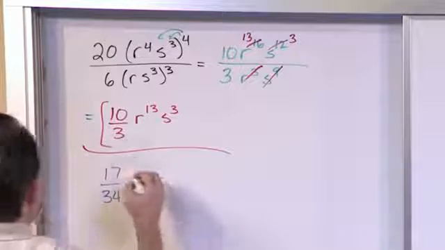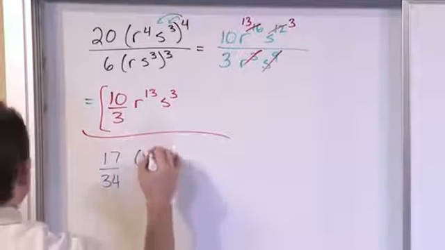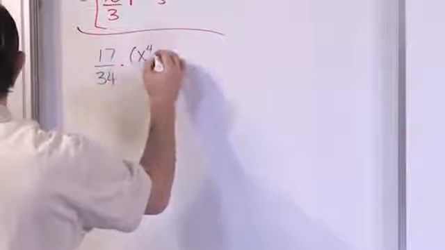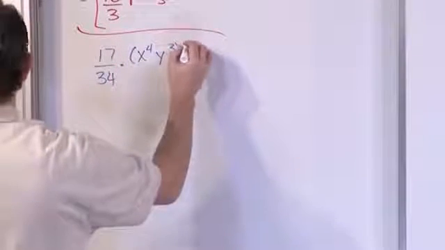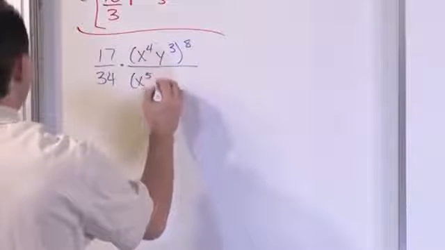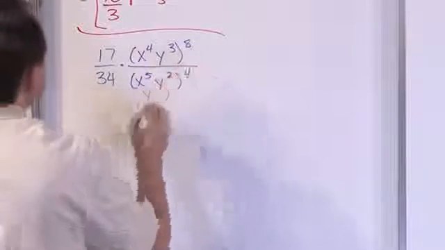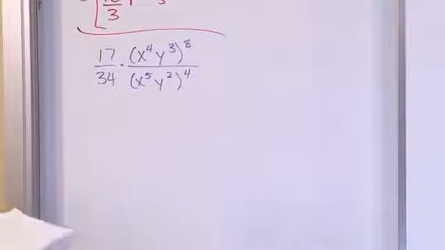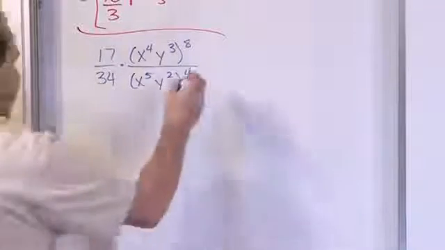17/34, and on the top we're going to have x to the 4th, y to the 3rd, all raised to the 8th power, and on the bottom we're going to have x to the 5th, y squared, all raised to the 4th power. All right, so we want to simplify this. How do we do it?